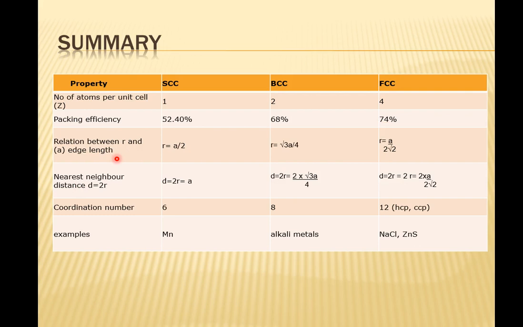Third column gives you the relation between small r and A. For simple, for body center and for face centered. These values we have already derived while discussing the efficiency in solids. Next column gives the relation between D. D is the distance between the nearest neighbors. D, R and A. For simple, for body centered, for face centered.